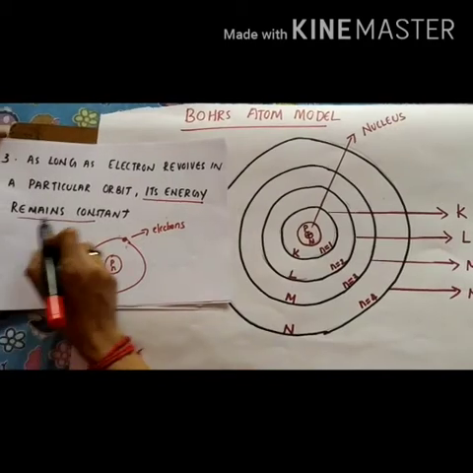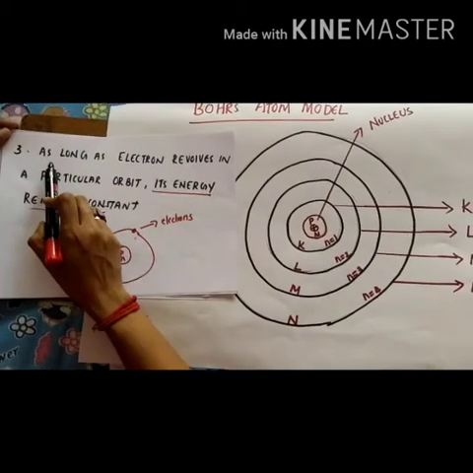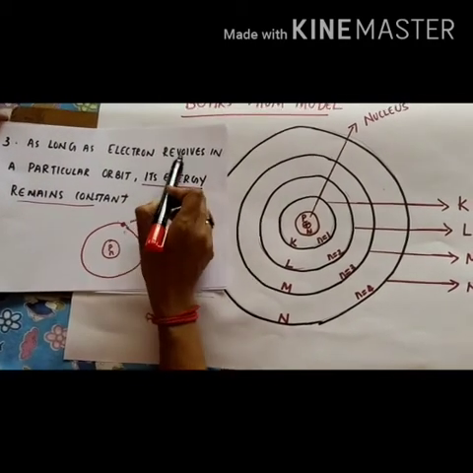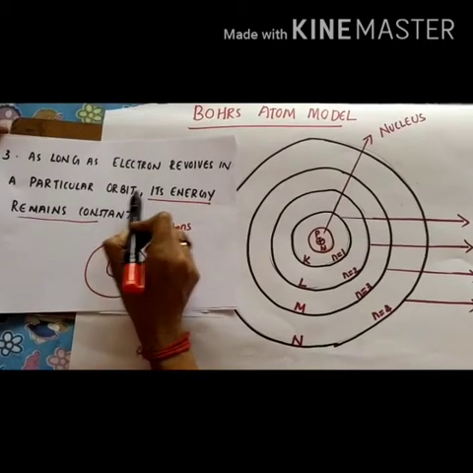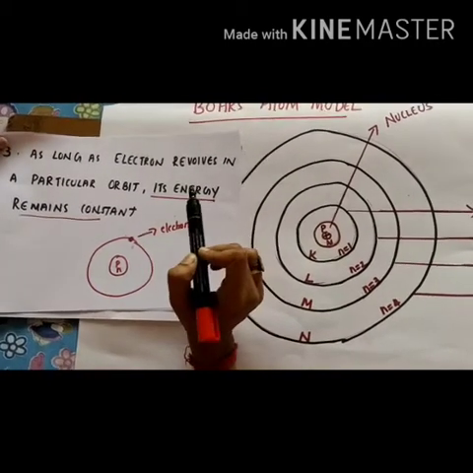So its energy remains constant. That is the meaning: as long as an electron revolves in a particular orbit, its energy remains constant.